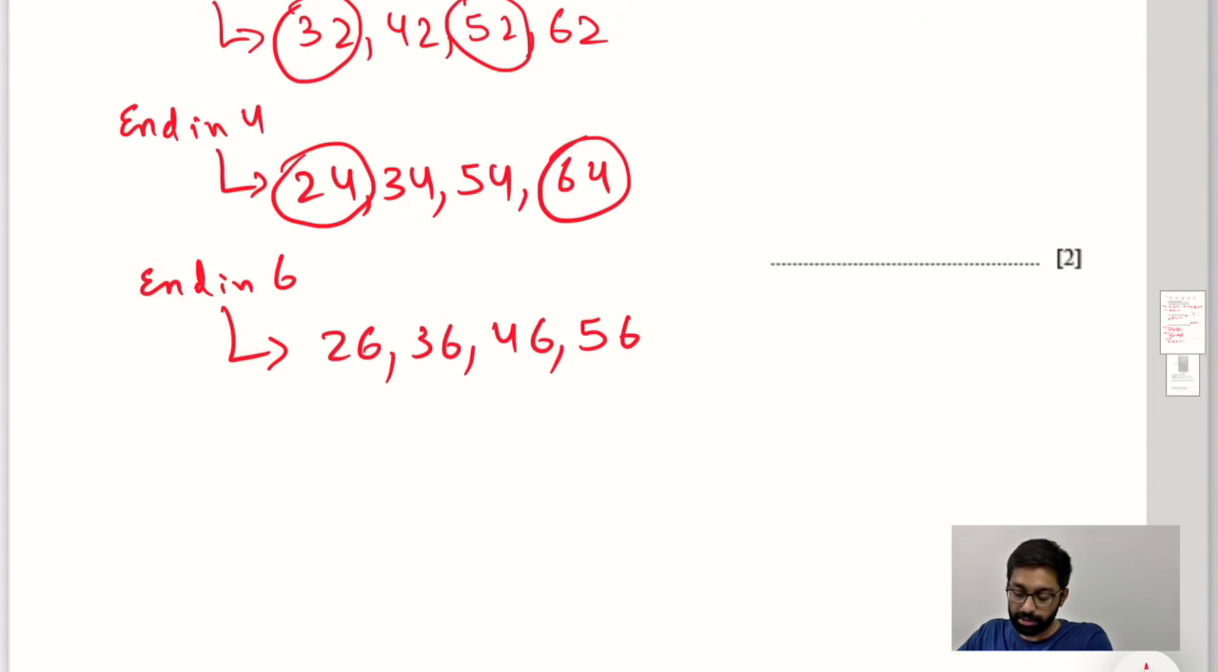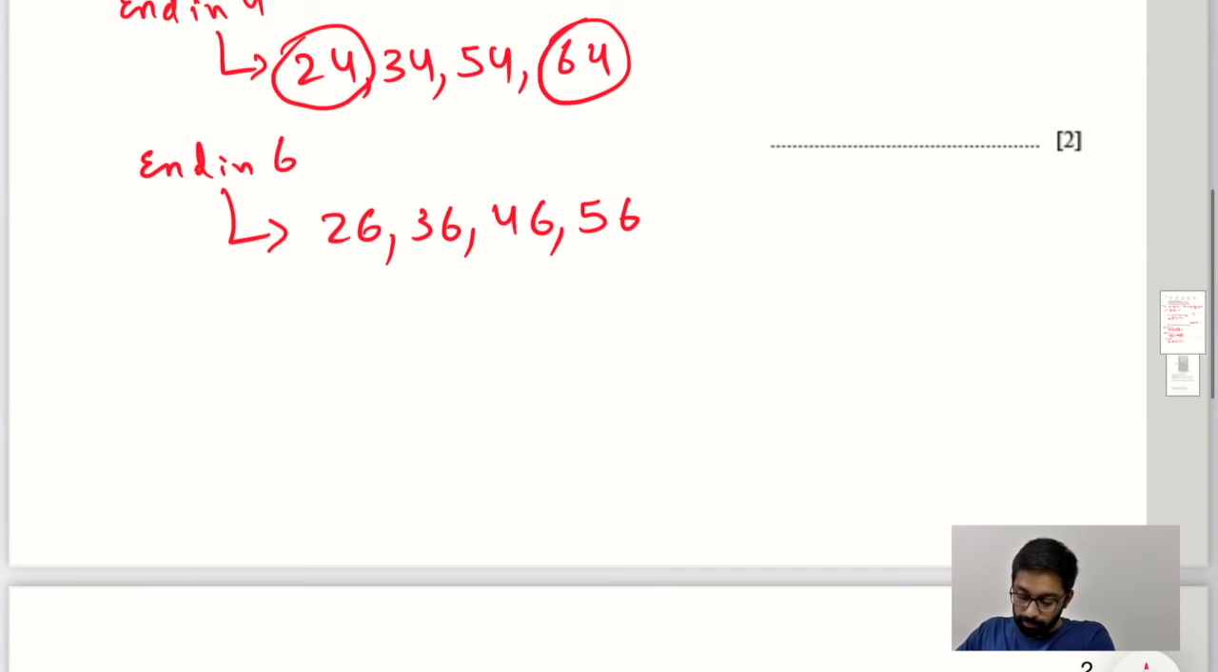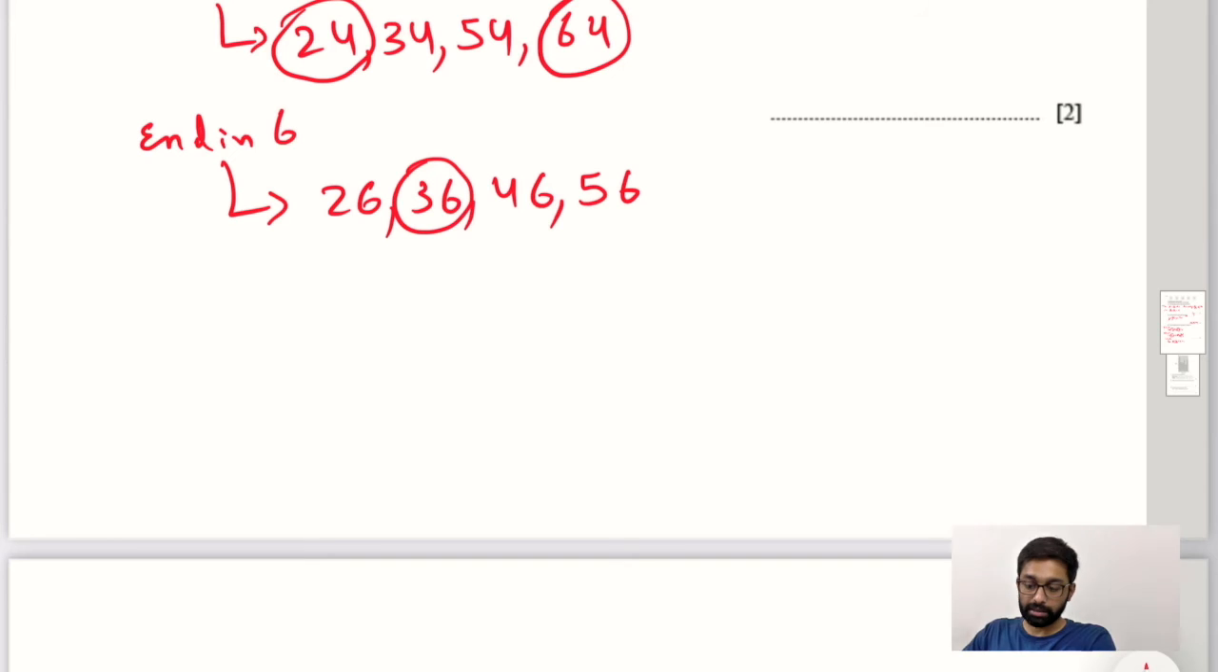16 times 4 is 64. Let's move on. So 26 is not a multiple of 4. 36 is. 4 nines are 36. 46 is not a multiple of 4, but 56 is, because 4 times 14 is 56.